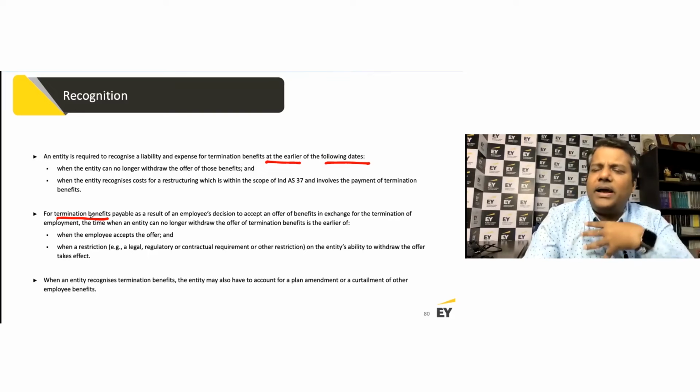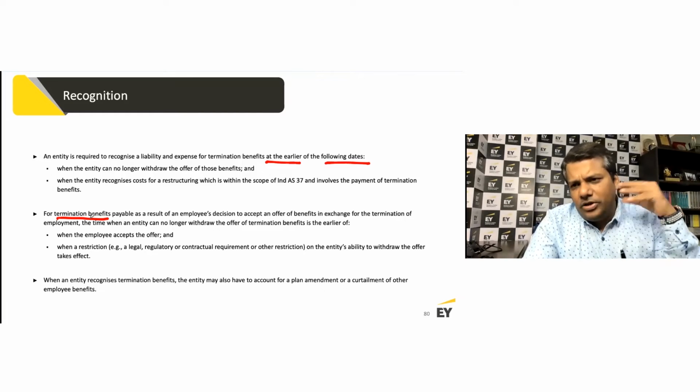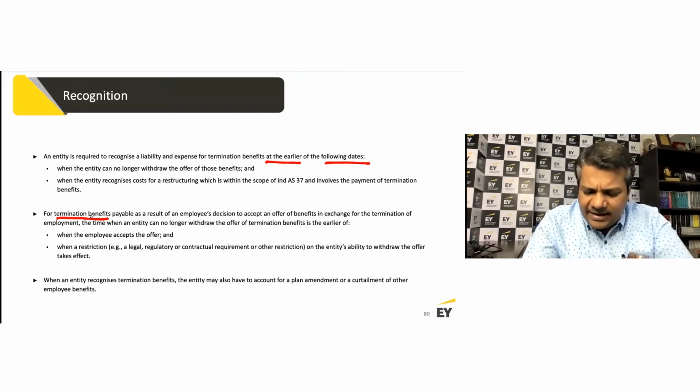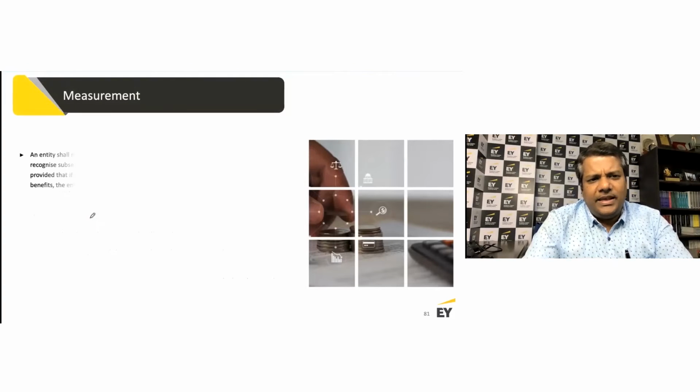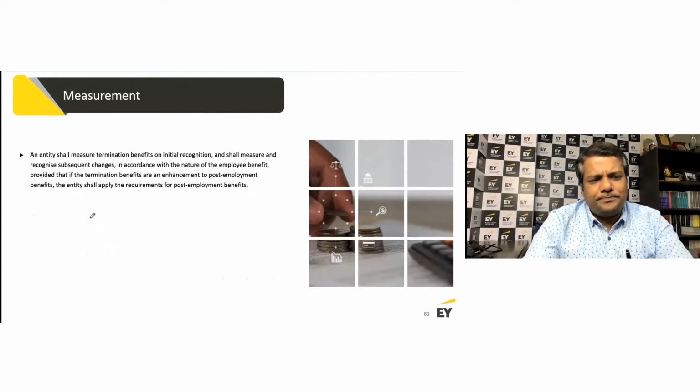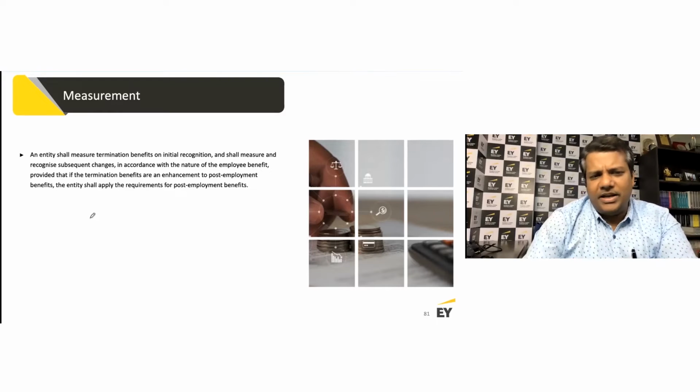Now, if you can't go back as an entity, then you need to record this. That becomes a recognition. Now, how do I measure it? Then I have to deal with the measurement criteria. You measure the termination benefit on initial recognition, and shall measure and recognize subsequent changes, if there are subsequent changes, based on the nature of the employee benefit.